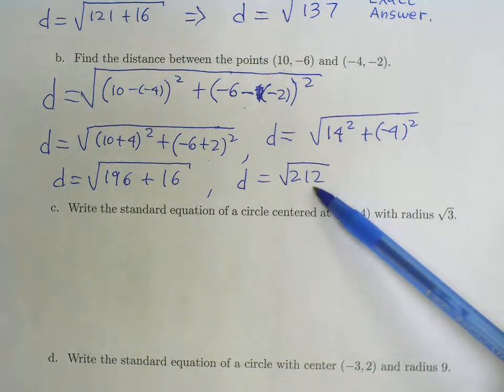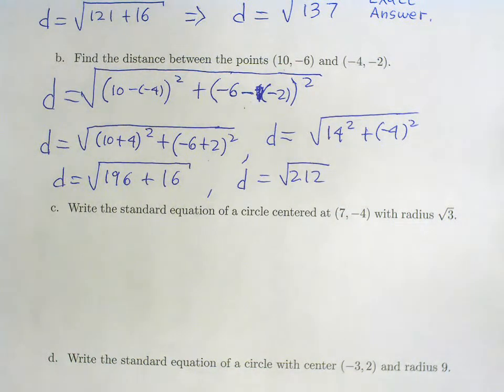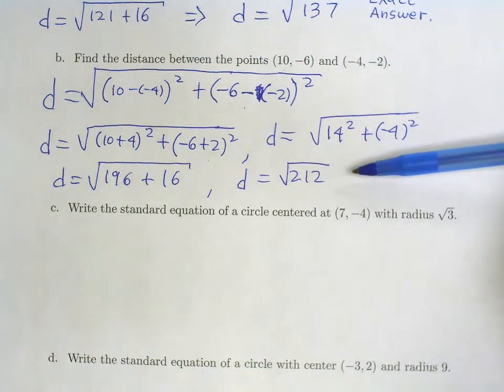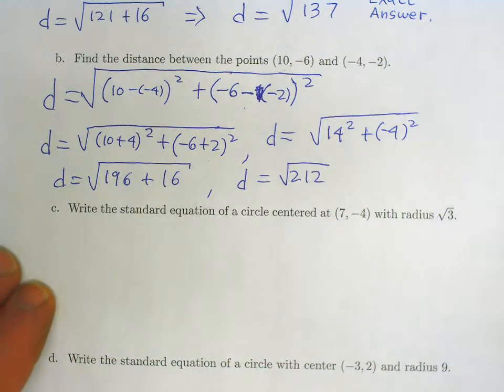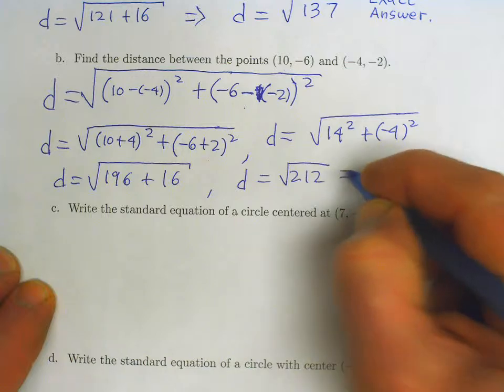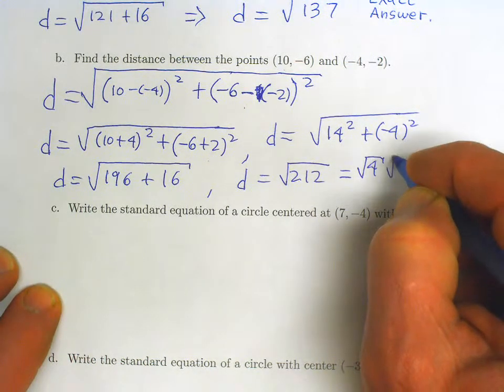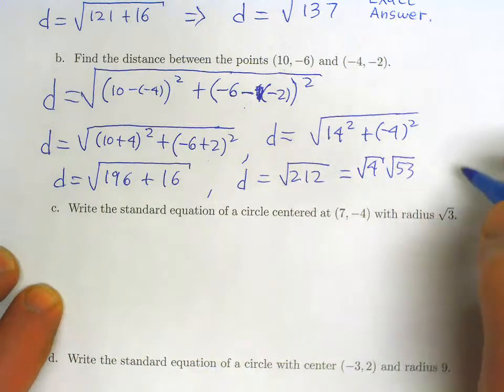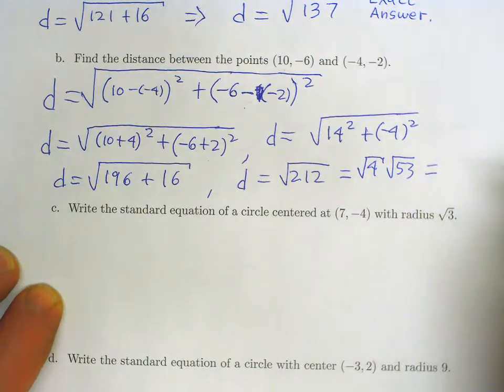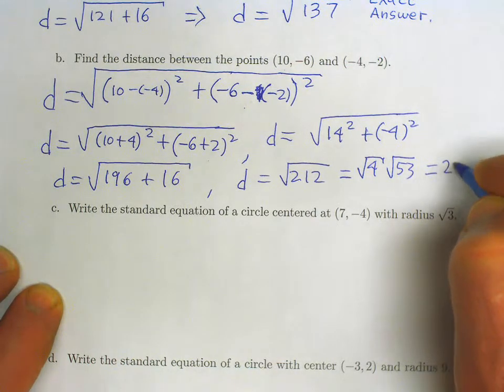This square root can be simplified further. 4 times 53 equals 212. So this can be written as the square root of 4 times the square root of 53. And the square root of 4 is 2. So we get 2 times the square root of 53.